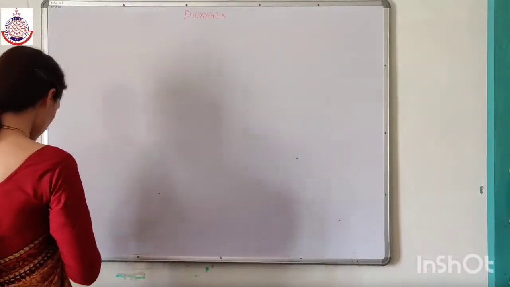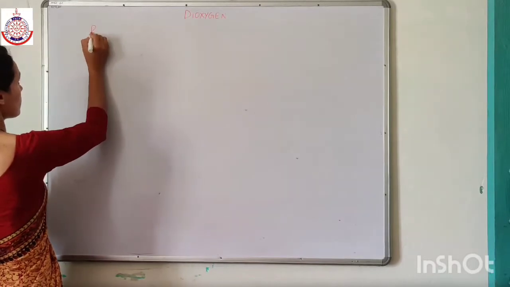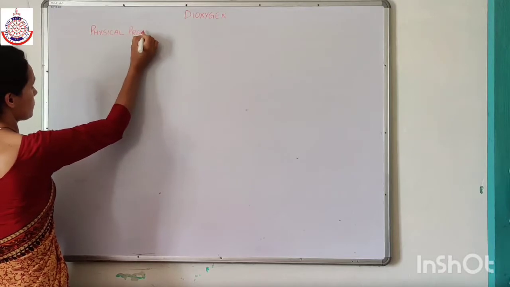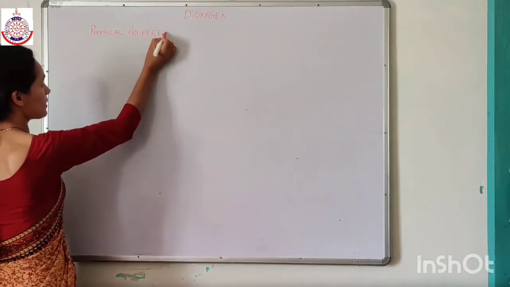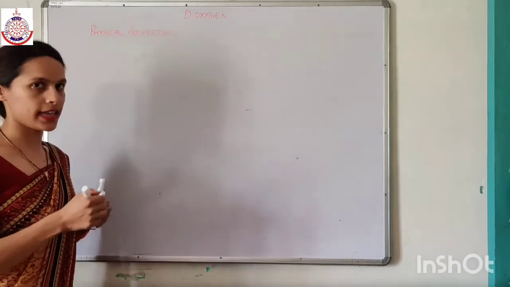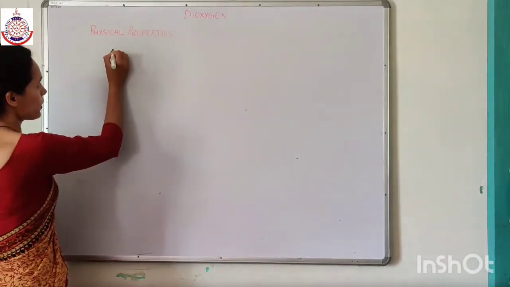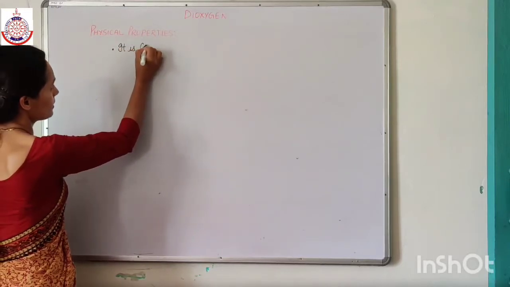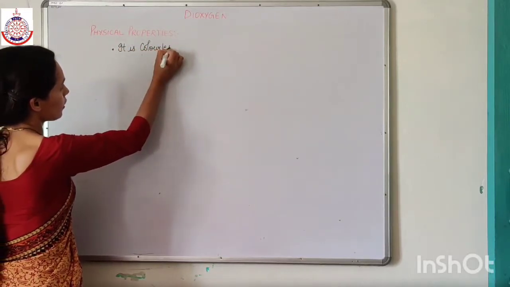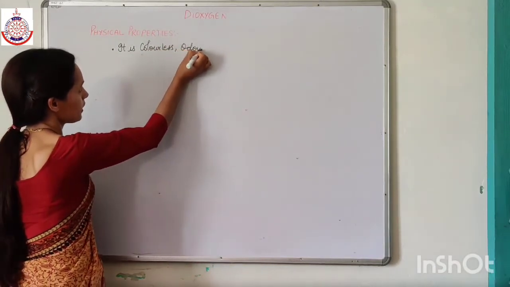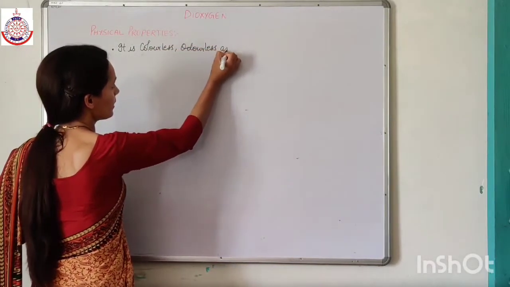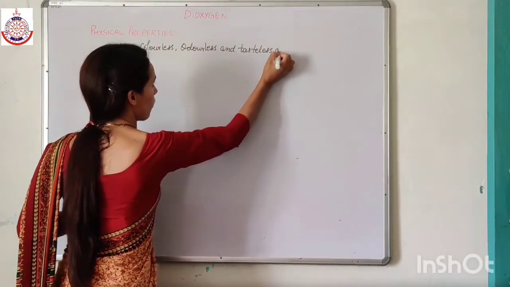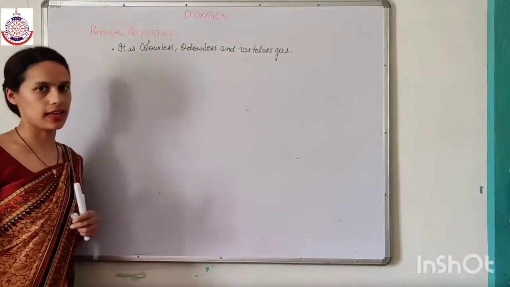So in physical properties, first we will talk about the color, odor and the taste. The very first point of the physical property of dioxygen is, it is colorless, odorless and tasteless gas.